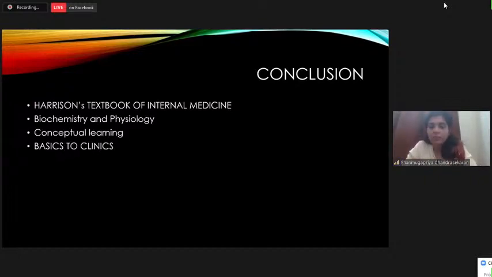The reason is these 2 subjects, I would disagree if you say they are basic sciences. They are not basic sciences. They are not preclinical subjects. They act as a bridge between basics and clinics. Only when you understand the basic concepts and facts related to biochemistry and physiology, you will be able to apply medicine, pediatrics, or any subject related to medicine.